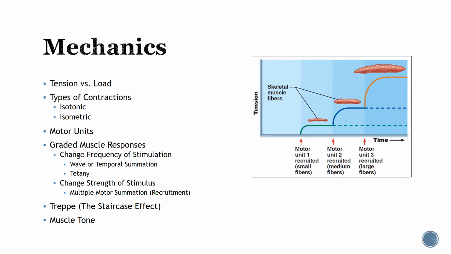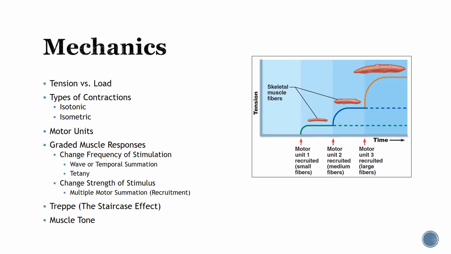Graded muscle response is the ability to control the tension your muscle contracts with. You have change in frequency of stimulus. You have wave or temporal summation, which is a twitch sent to the muscles. And you have tetany, which is a hard, solid contraction of the muscle.